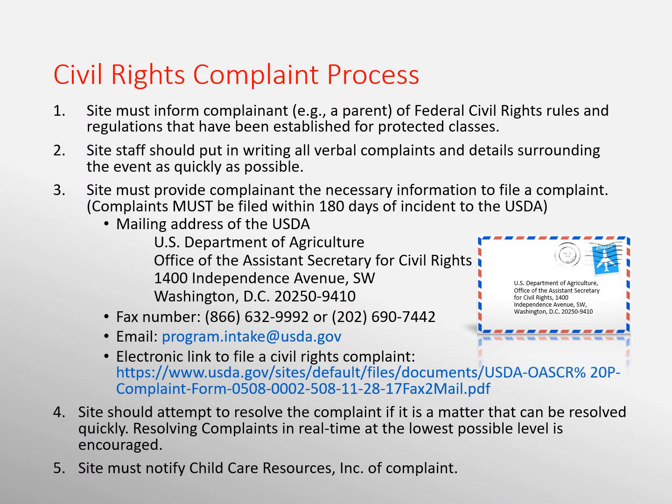If a parent and/or guardian comes to you with a civil rights complaint, please follow these steps. First, the site must inform the parent and/or guardian of federal civil rights rules and regulations that have been established for protected classes. Your site staff should put in writing all verbal complaints and details surrounding the event as quickly as possible. You must provide the parent and/or guardian the necessary information to file a complaint.